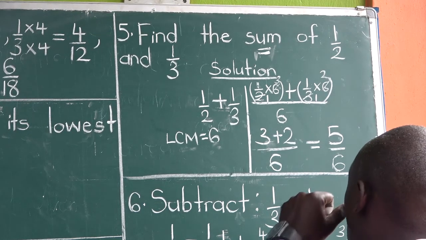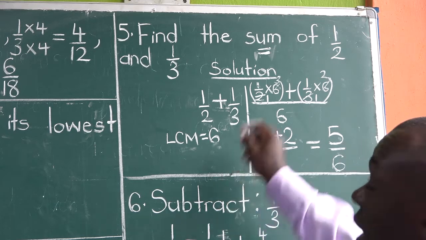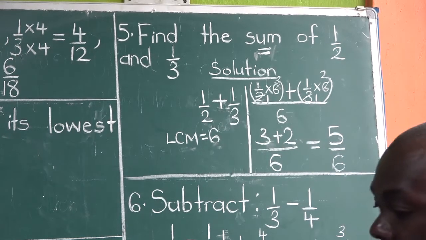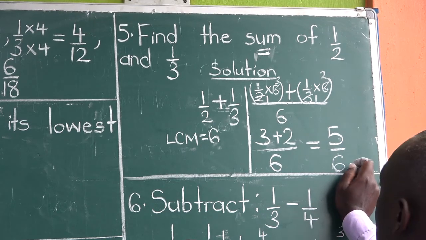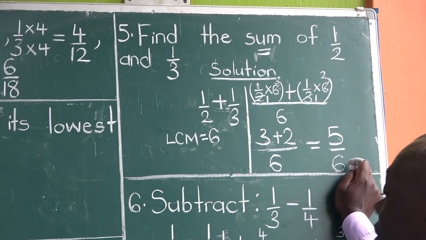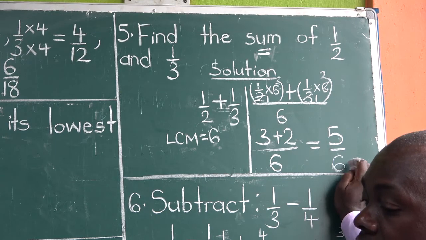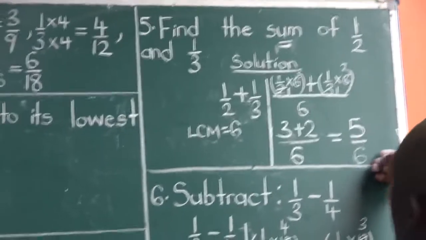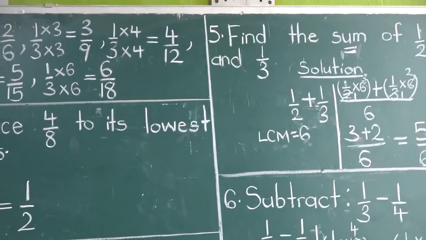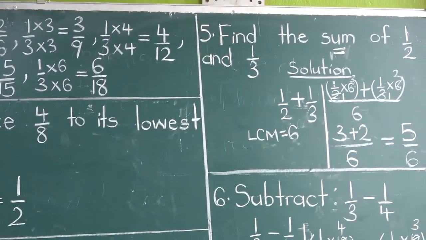All in all, one ought to have known the meaning of the word sum. Sum is the result after adding two numbers. So this is the sum. That is 5 out of 6. I said sum is the result after adding two or more numbers. Here, today, we've got two fractions to be added, whose sum is 5 out of 6.